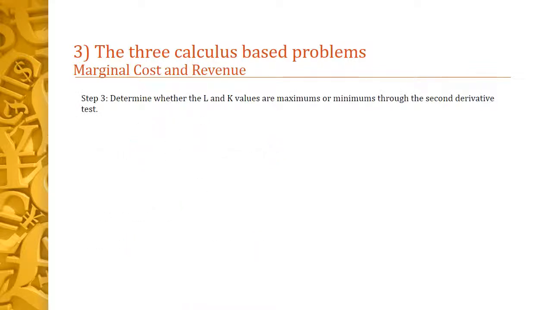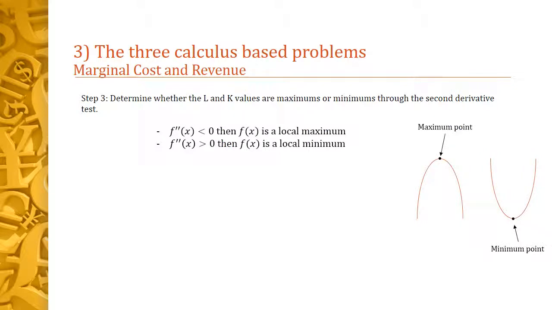Now step 3 is to determine whether the values that we have found for L and K are maximums or minimums through the second derivative test. Now after we derive the first derivative and find that the values are less than 0, we will know we have found the maximum point. Whereas if we derive the function and the answer is greater than 0, we will know that we have found the minimum point, as seen on screen.